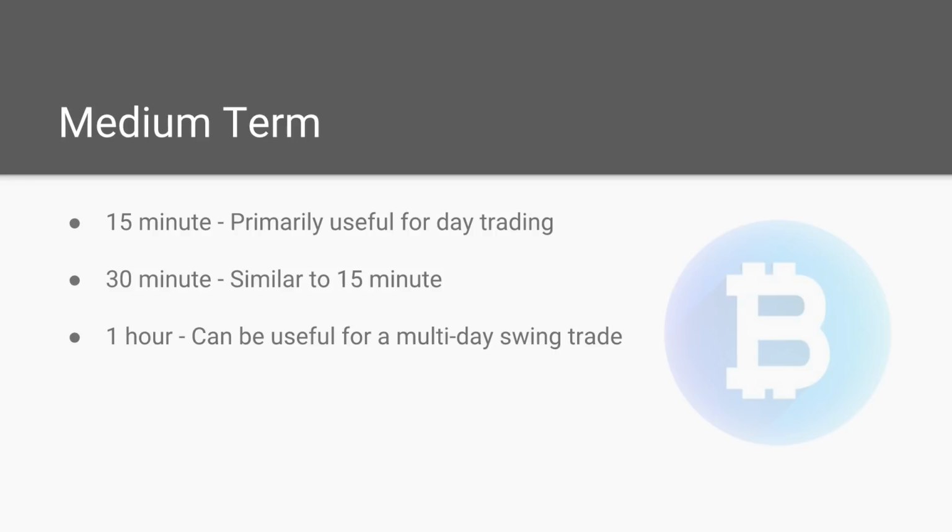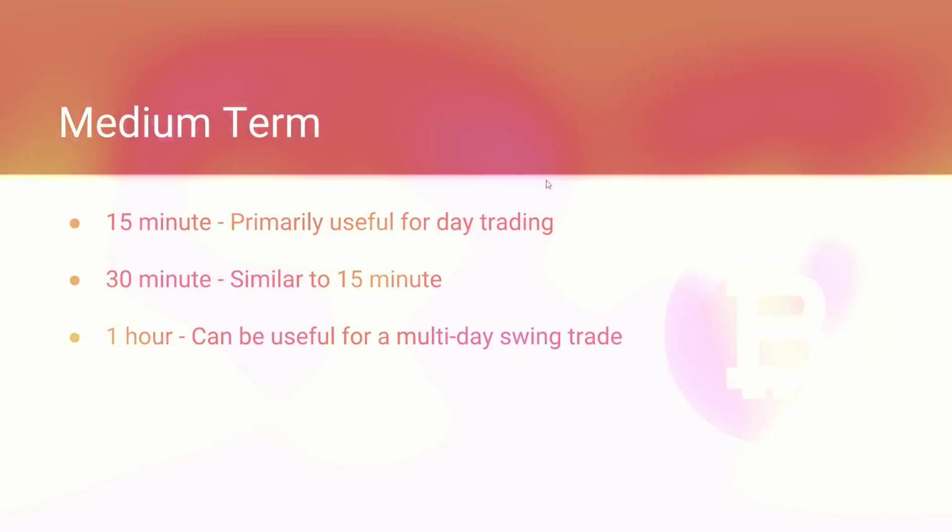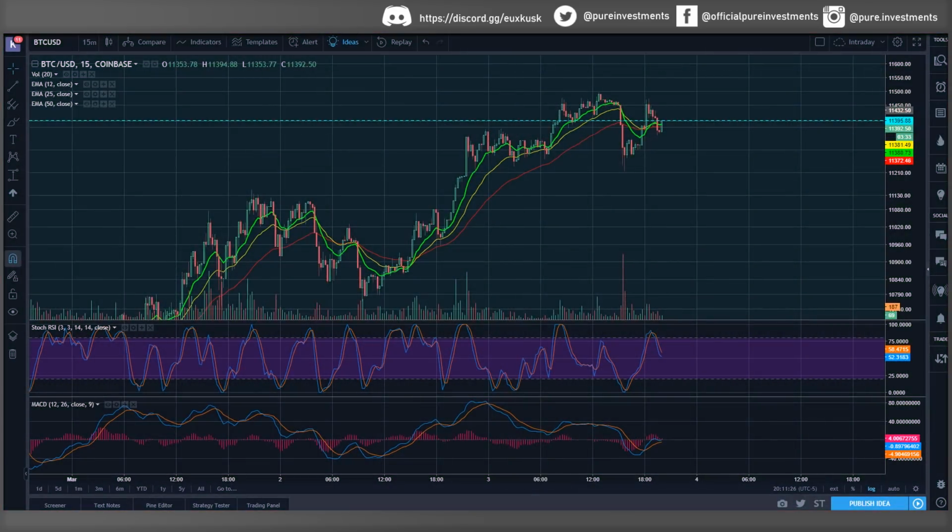But it's more useful for a multi-day swing trade. We're not talking 6 days, 7 days, but a 2-day, 3-day type of trade, it can be really useful for that. But anywhere usually from 12 hours on for a holding time frame is what you're looking at there. All right, so here's Bitcoin on a 15-minute chart.